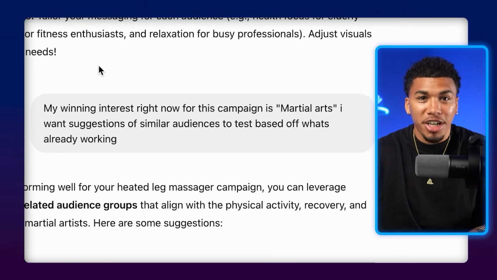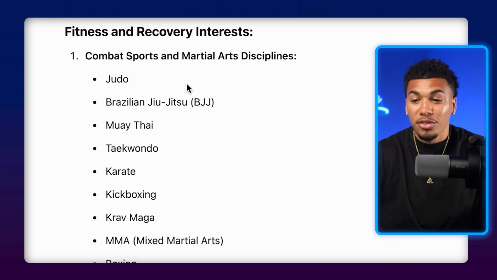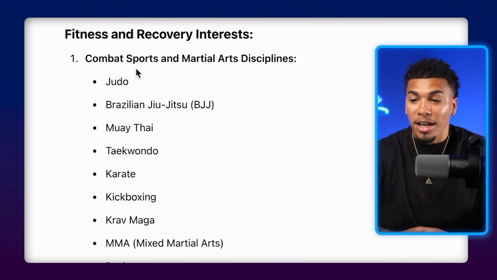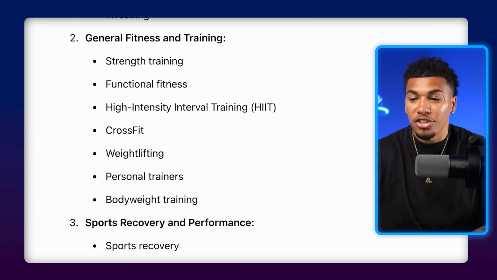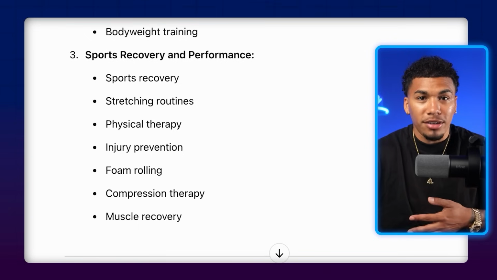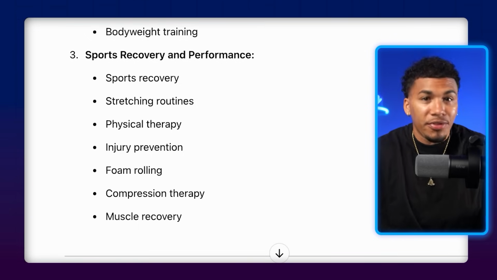So I came right back over here to ChatGPT and I said my winning interest right now for this campaign is martial arts. I want suggestions of similar audiences to test based off of what's already working. And look at all the different results it gave. A breakdown of multiple different combat sports and martial arts, general fitness and training, and sports recovery and performance, where each section is giving me like 10 different interests to target.